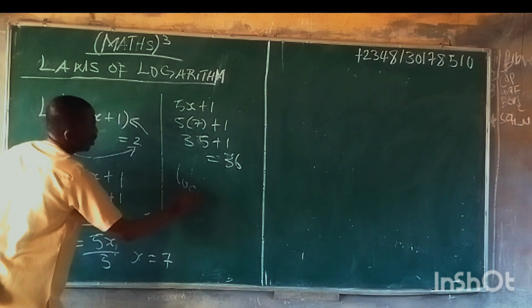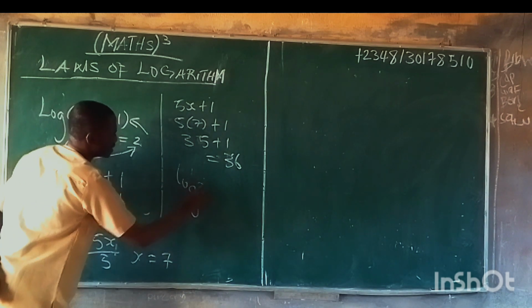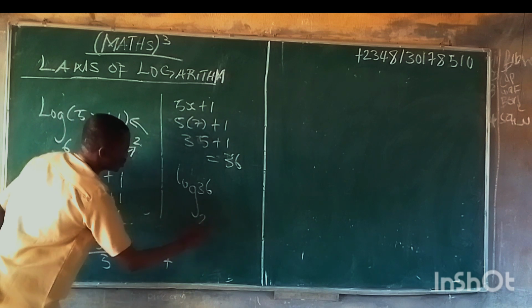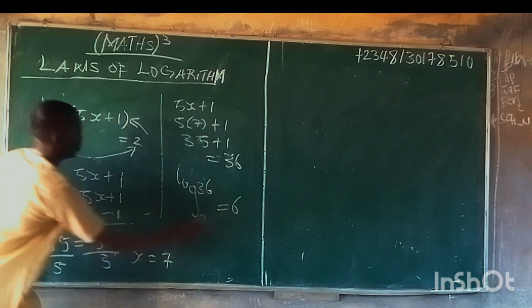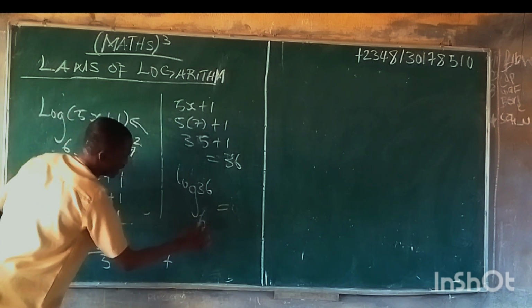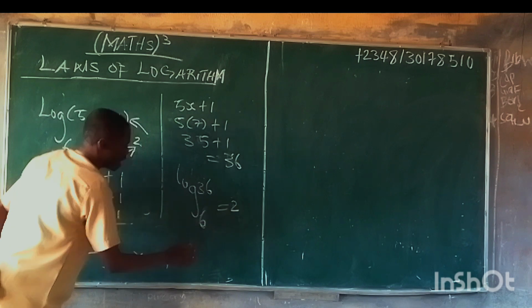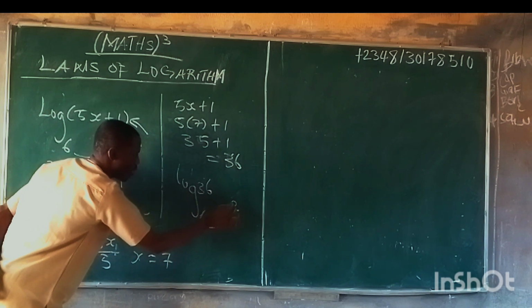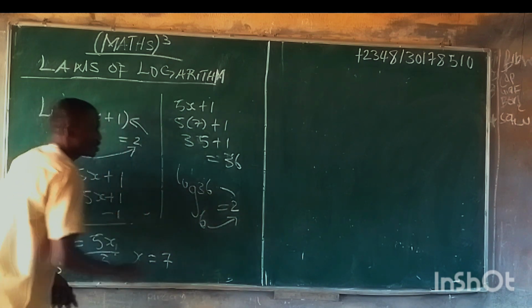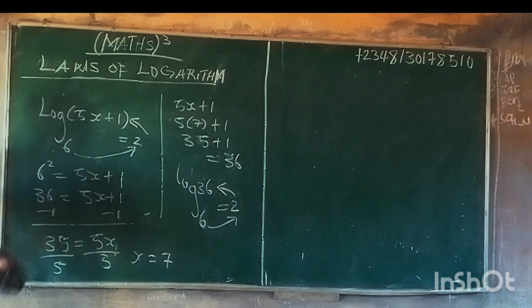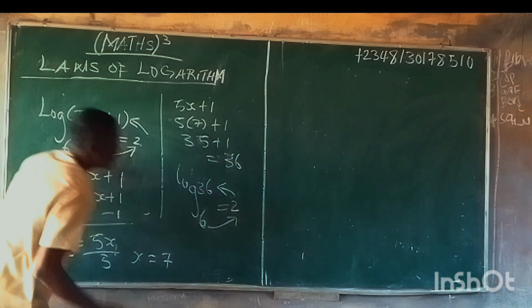If I say log 36 base 6 is equal to 2, so that when you say 6 raised to the power of 2, it's going to come back to give me 36. You see that the answer is correct. Now let's go to the laws of logarithm.